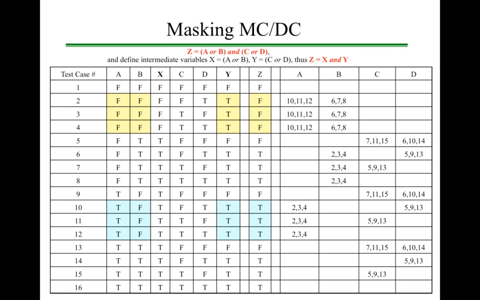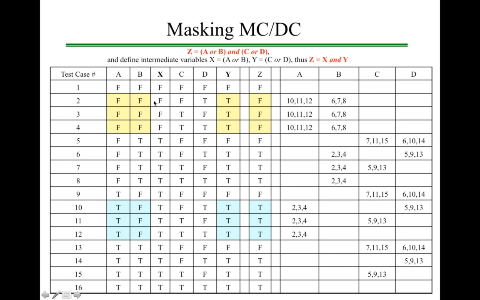So let me talk a little bit more about masking MCDC. That may not have been entirely clear from the previous recording that I made. So for example, if you look at Z equals A or B and C or D, like you see in this particular Boolean expression or decision, you can realize that if you write C or D as a proxy variable, say Y, then this can also be written as A or B and Y.